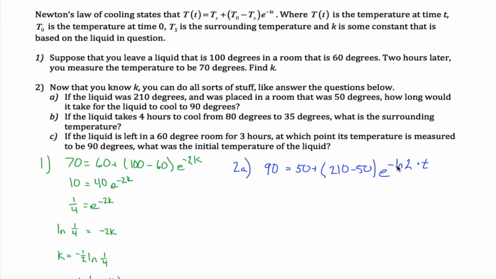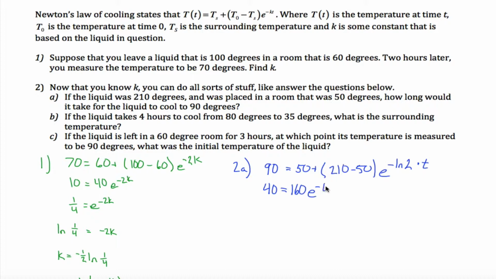Be careful, this is not the natural log of 2t. It's the natural log of 2 times t. So now we want to solve for this. I think I'm going to deal with some of the numbers first before I worry about using any exponent rules over here. So if I subtract 50 from both sides of the equation, I'd get 40 is equal to, and 210 minus 50 is 160. So I got 40 is 160, e to the negative t.